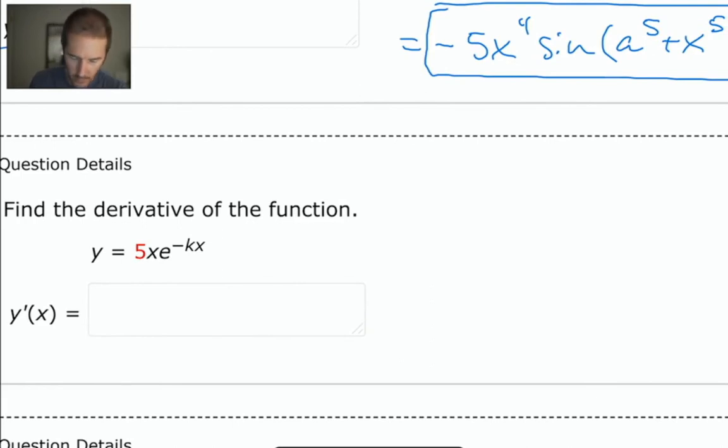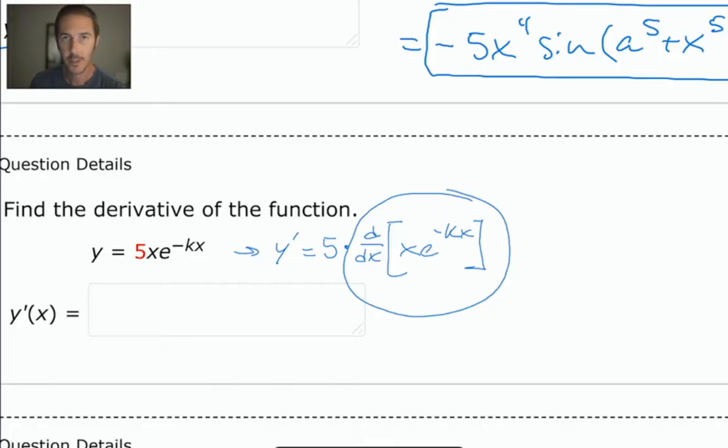So let's take the derivative of this. Let's come over here, y prime equals, and I'm going to do something that I don't normally do: I'm going to write this as 5 times the derivative with respect to x of x e to the negative kx. I'm really trying to impress upon you that I'm factoring the 5 out of the derivative process. We'll bring the 5 with us the whole time. We just won't multiply it back in until the end.